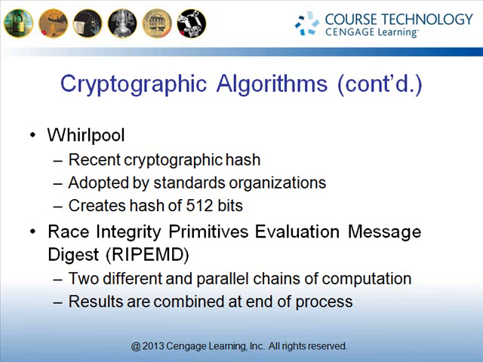Another is called RIPEMD. I won't go into the name of how it came about, but the primary feature of RIPEMD is that there are two different and independent parallel chains of computation, the results of which are then compared at the end of the process.